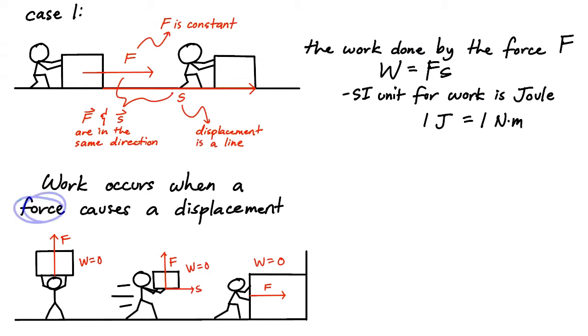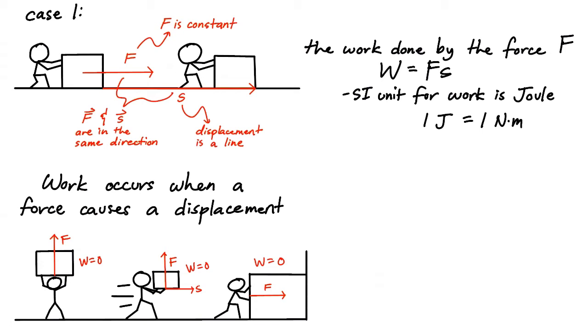So kahit may force na in-apply, pero hindi siya ang nag-cause ng displacement, hindi dahil sa kanya, bakit nag-move yung object, then the work is still 0. So again, even for this case, merong force applied doon sa box, pero clearly hindi itong force na ito ang nag-cause ng displacement, then the work done by this force is 0.